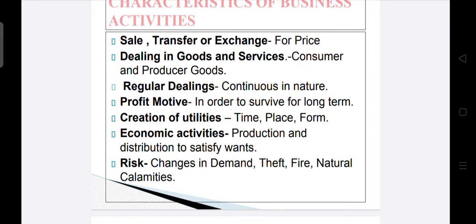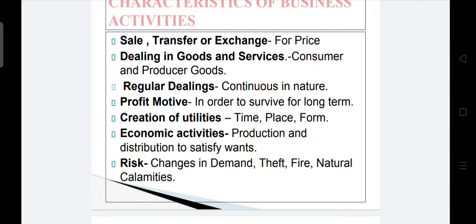Now we have economic activities, production and distribution to satisfy wants. It involves production and distribution of goods and services to satisfy human wants. So it is known as economic activity.